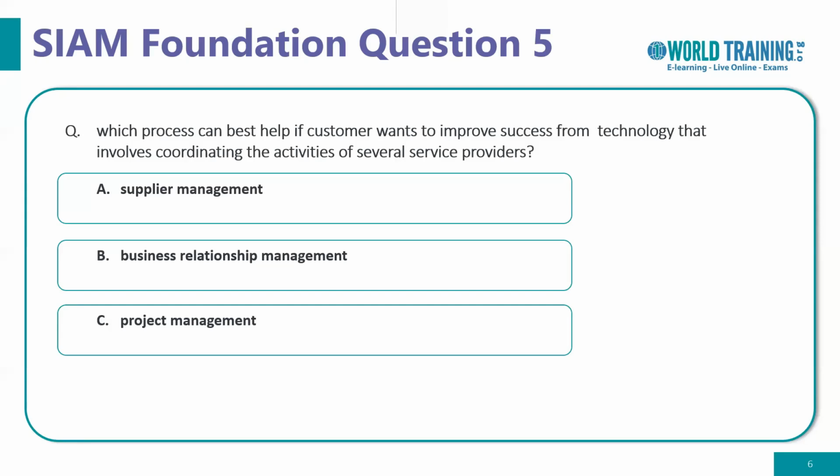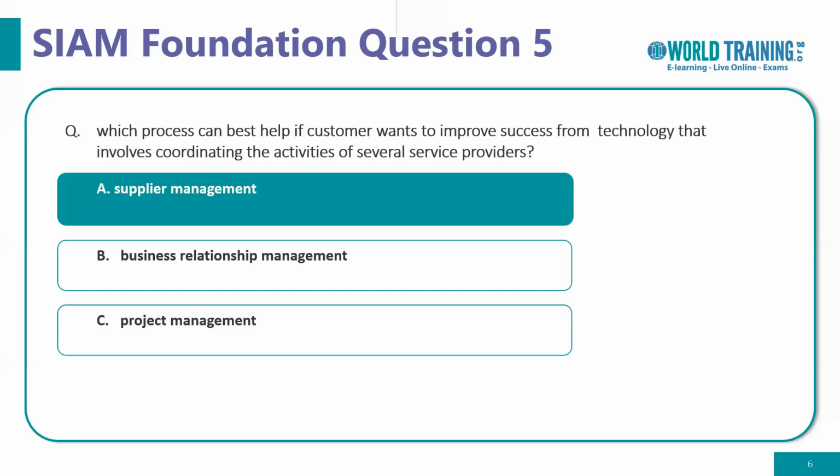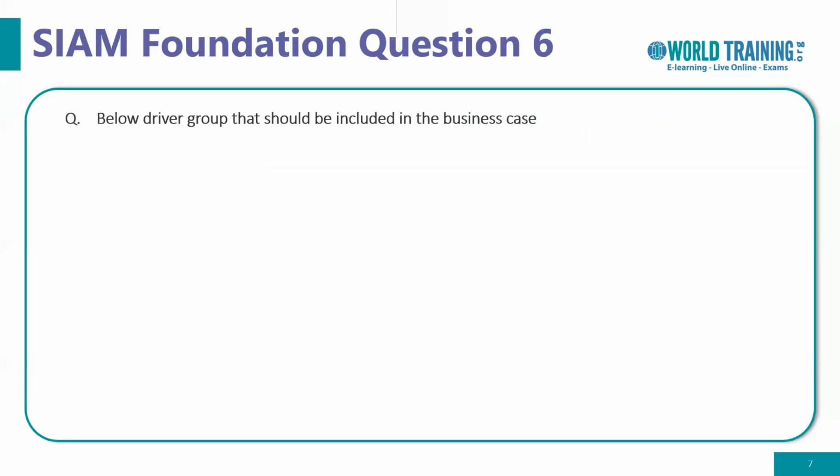As we know, business relationship management is more about accounting, or anybody who comes into the picture as a prospect and then becomes a service provider. However, supplier management has the evaluation criteria that a certain type of technology is expected here, and that's where we are talking about having a contract with them. So the most relevant answer is supplier management, right? So let's move forward. Question number 6, which driver group should be included in the business case.